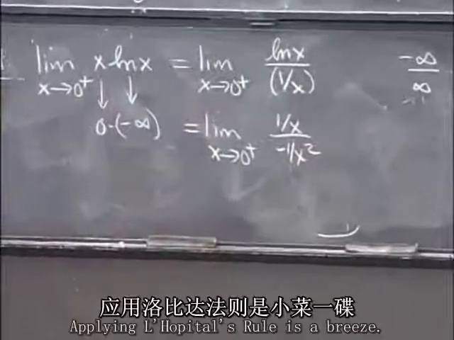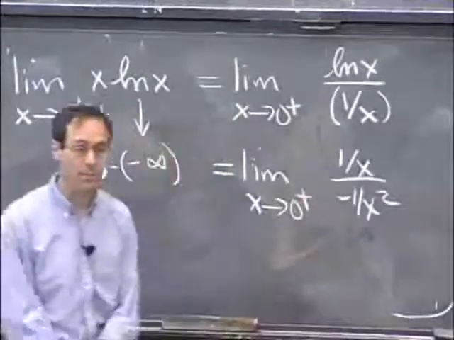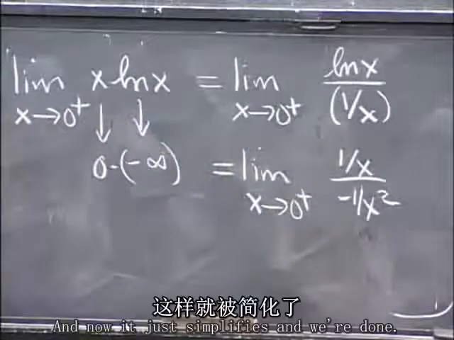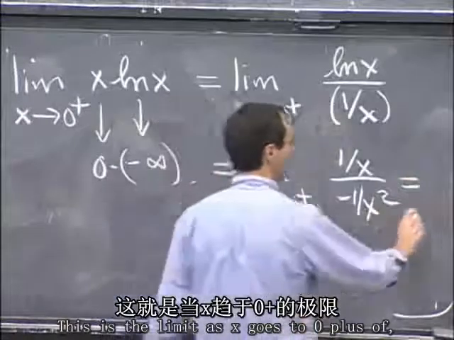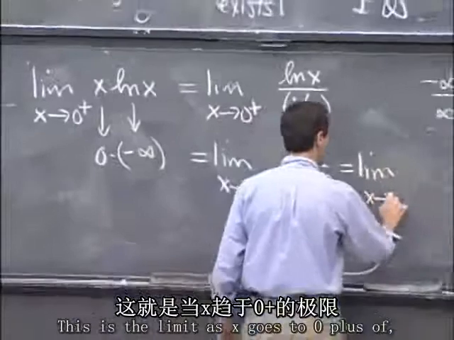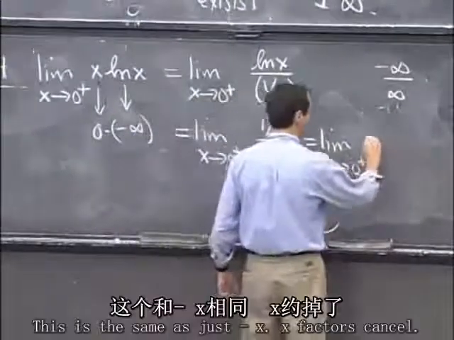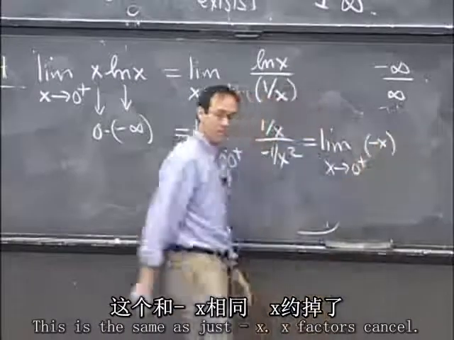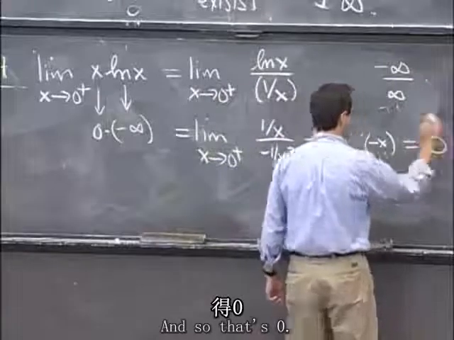Applying L'Hopital's rule is a breeze, right? You just differentiate, differentiate. And now it just simplifies and we're done. This is the limit as x goes to 0 plus of, well, the x squareds cancel. This is the same as just minus x. The x factors cancel. And so that's 0. The answer is that it's 0.